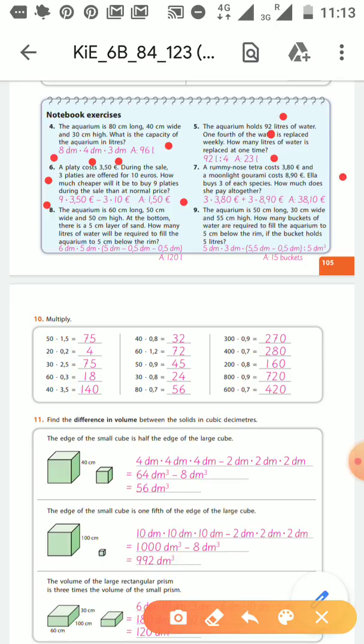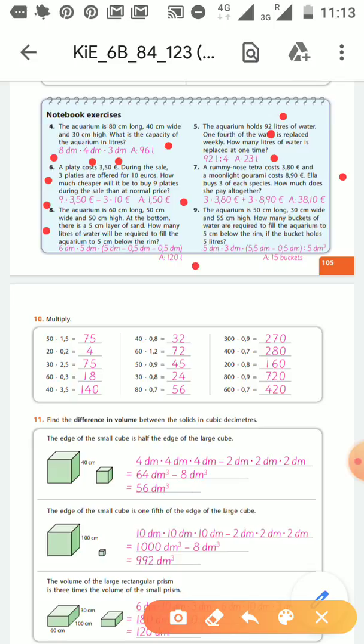Next one, the aquarium is 60 by 50 by 50. At the bottom, there is a 5 centimeter layer of sand. Now remember, this is going to be cubic, all right? So how many liters of water will be required to fill the aquarium to 5 centimeters below the rim? So you work out 60 times 50 times 50, and then you've got to deduct the 5 centimeter layer of sand at the bottom, and work that out cubically, and the 5 centimeters from the top, and work that out cubically as well, and you get the answer of 120 liters.